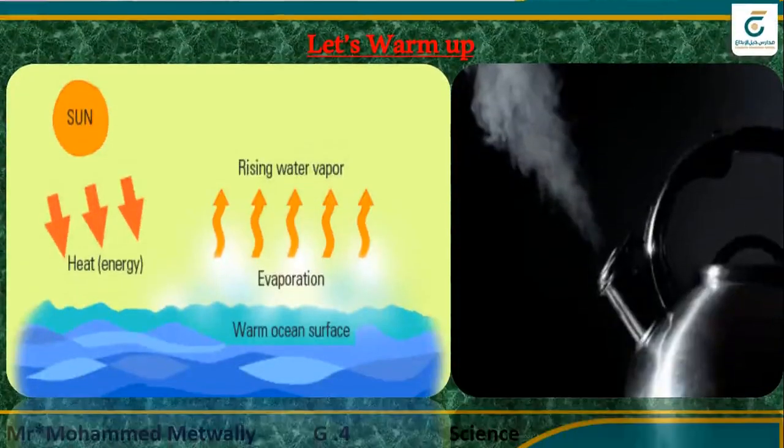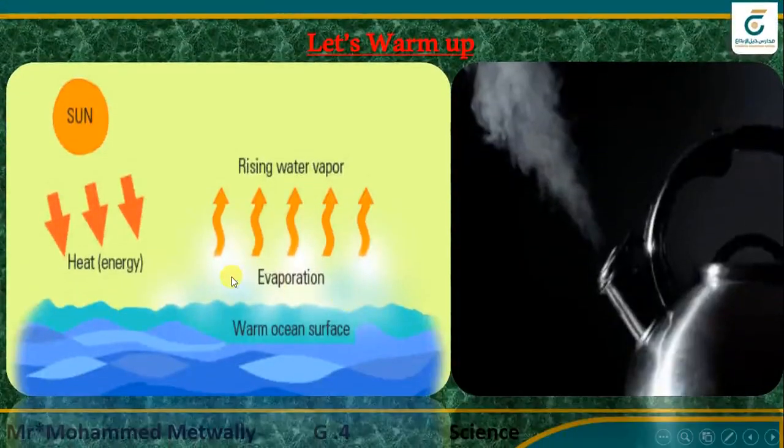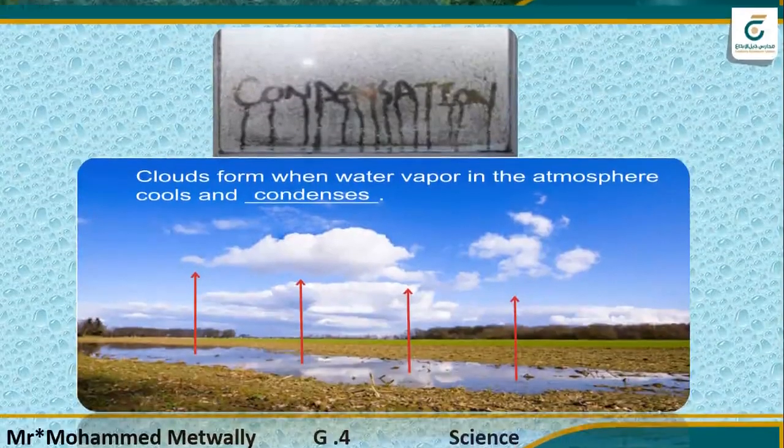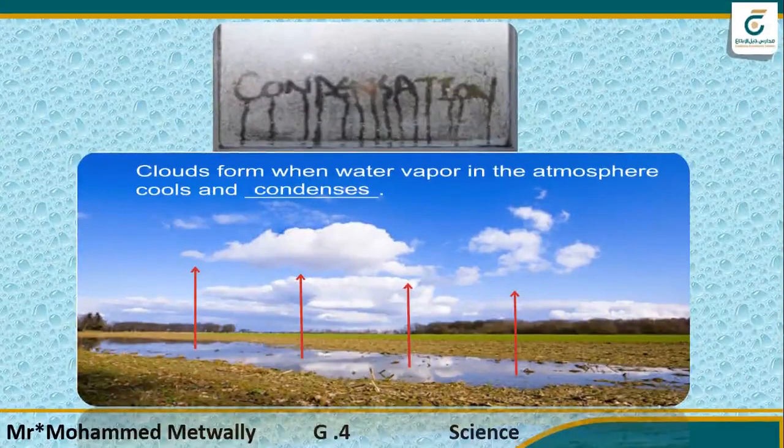Turning to another slide here to warm you up. Here is the form of evaporation and how evaporation takes place when the sun's energy or heat warms the ocean surface. The water vapor will rise up. If you heat any amount of water inside the tea thermos, the vapor will go out in the air, so it represents evaporation as well. Turning to another process here is condensation.